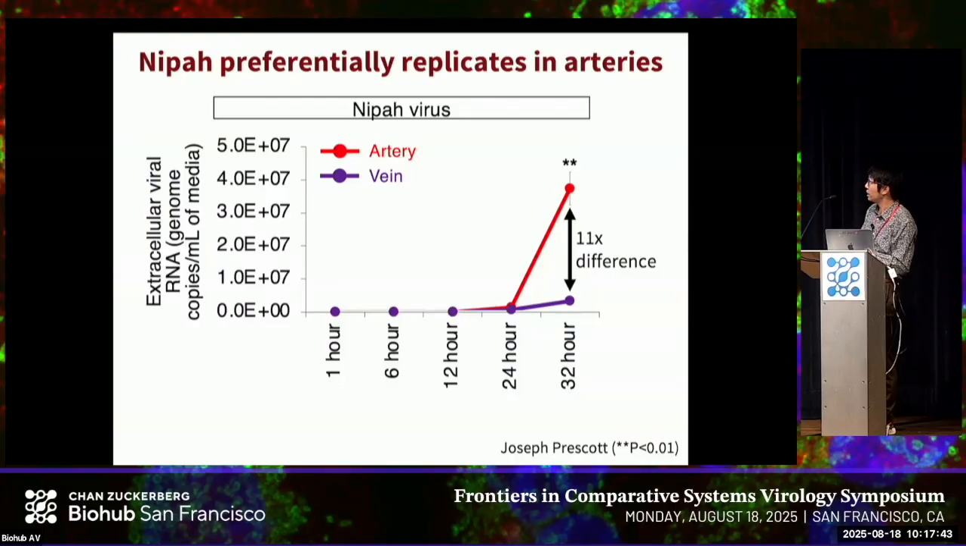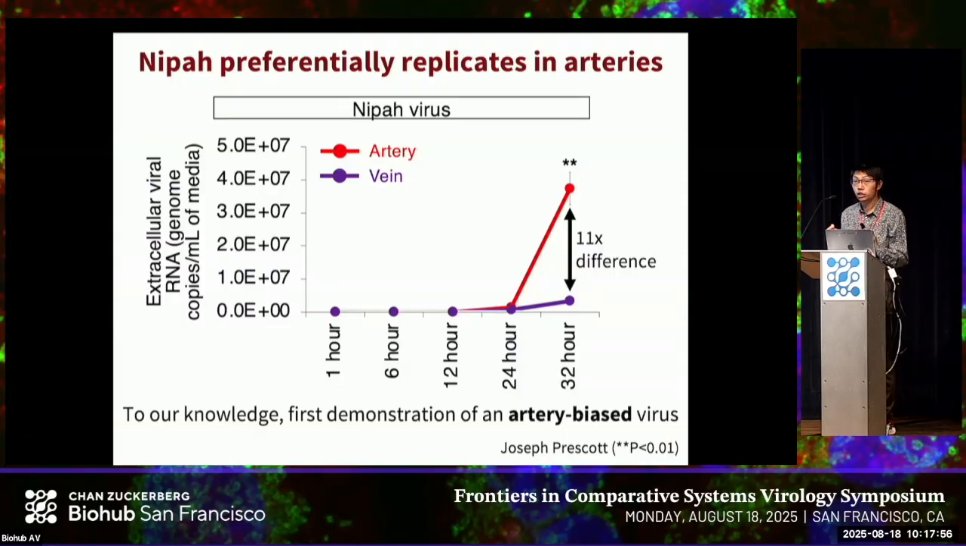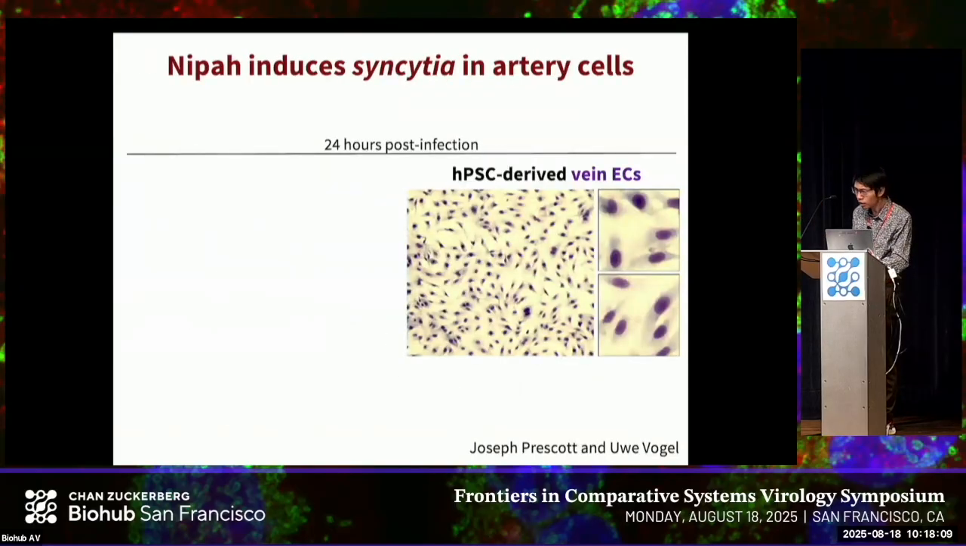In the BSL-4, he found that Nipah virus replicated to 11 times higher levels in arteries in red as opposed to veins in purple. And I hope that you appreciate this really stark order of magnitude difference. And to our knowledge, this is the first demonstration of an artery-biased virus. And I think it also illustrates the importance of creating physiologically relevant cell types to study these viruses, because you wouldn't discover this with generic endothelial cells or cancer cells. So what are the effects of Nipah virus on these cells?